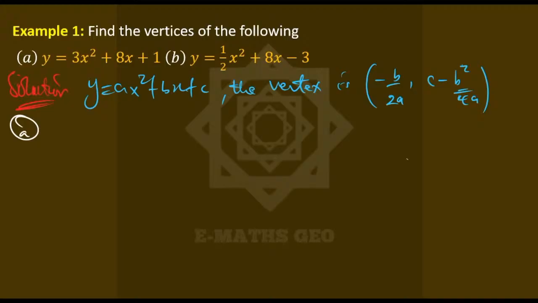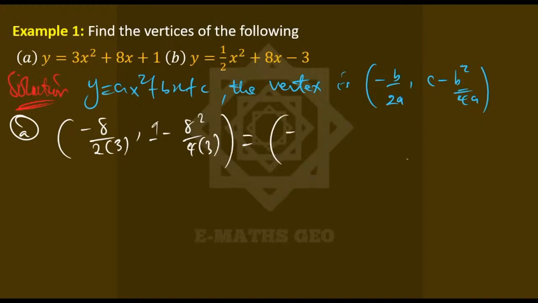So for the first one, what is b? My vertex is now minus 8 over 2 times 3, comma 1 minus 8 squared over 4 times 3. So this is minus 4 over 3, comma 1 minus 16 over 3, that should be minus 13 over 3. So that's the answer. That's the vertex.